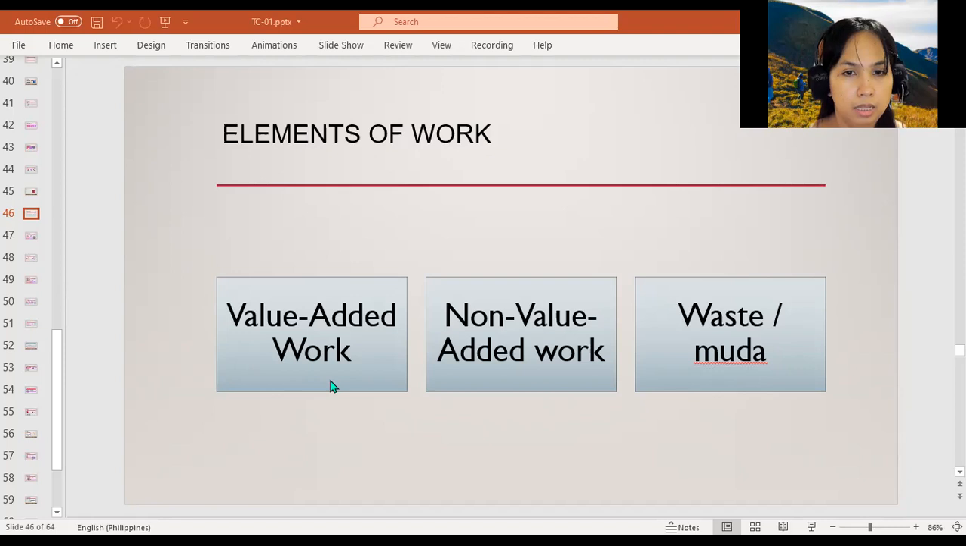Okay. Now, in order for us to be able to attack and eliminate waste, we must be able to identify it first. So let's discuss what we refer to as the deadly wastes.